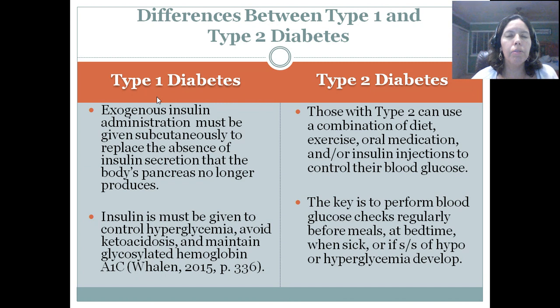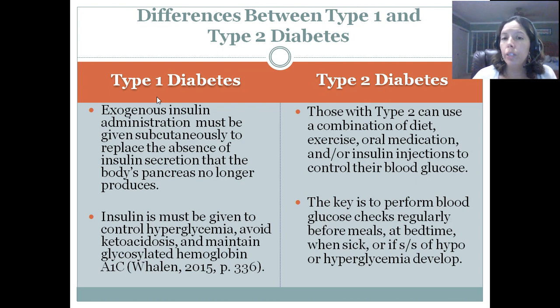Let's look at some differences between type 1 and type 2 diabetes. Type 1 diabetics need exogenous insulin administration that must be given subcutaneously to replace the absence of insulin secretion that the body's pancreas no longer produces. Insulin must be given to control hyperglycemia, avoid ketoacidosis, and maintain glycosylated hemoglobin A1C.